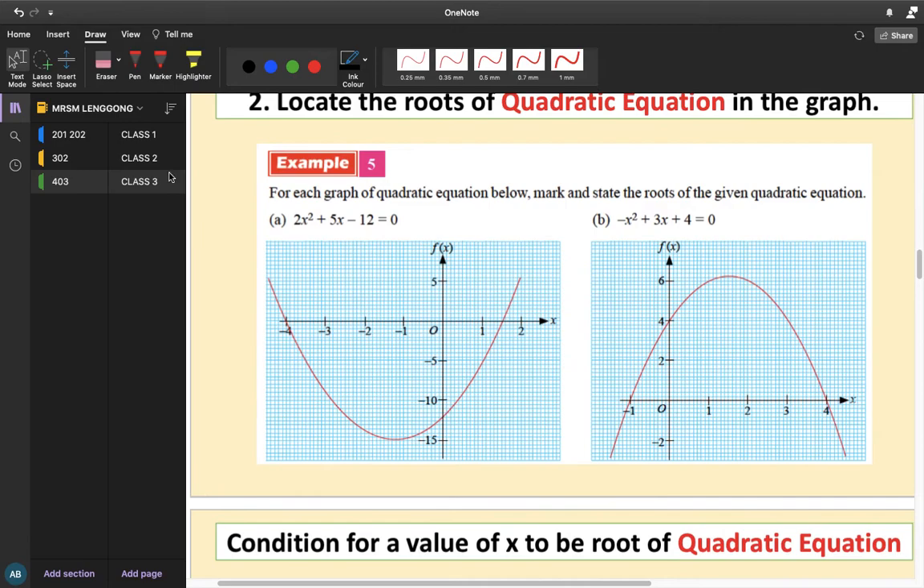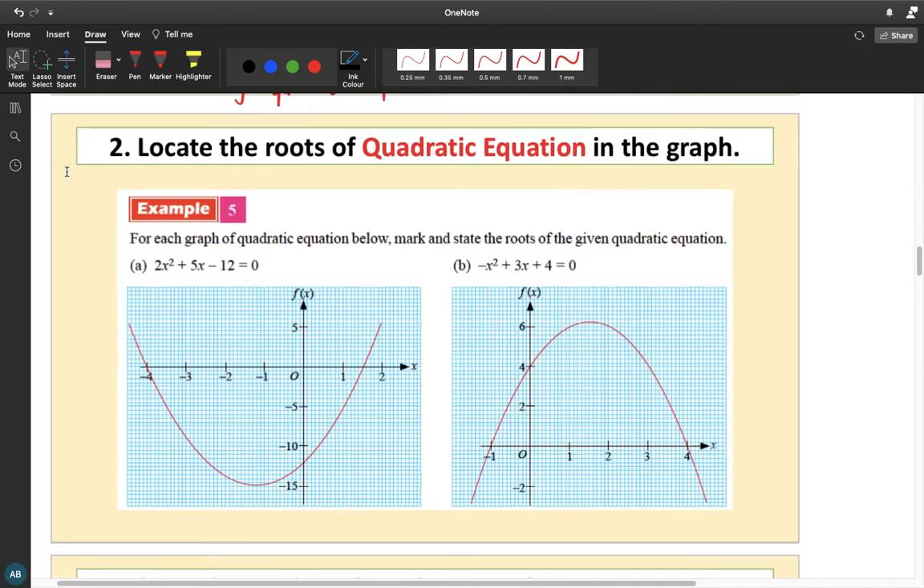And next, the second one that we are going to see is this question, which says locate the roots of the quadratic equation in the graph. Previously it asked us to locate the graph, now it has given the graph and wants us to locate where our roots are. We know roots equal x-intercept. So where are our x-intercepts? Here, and this one here.